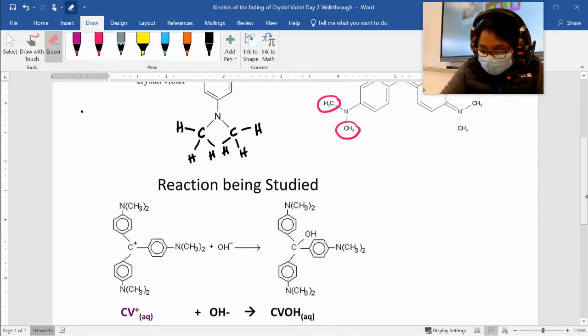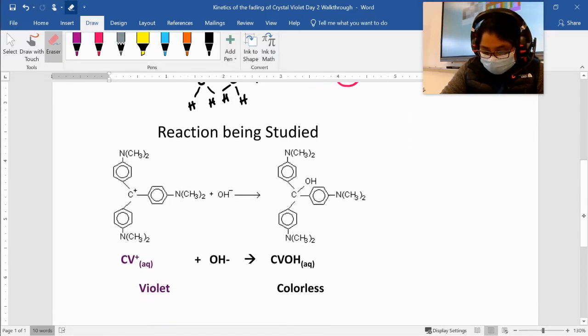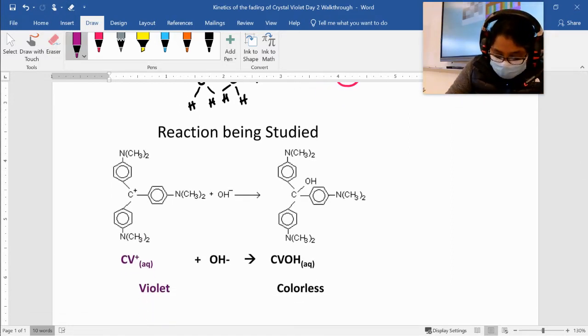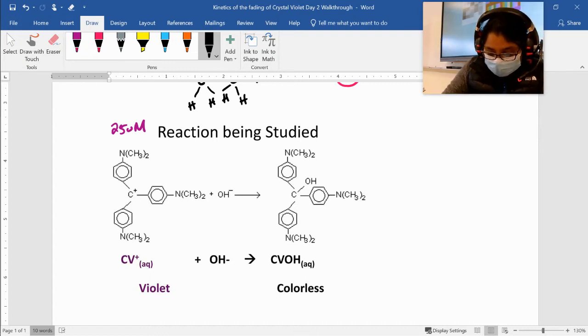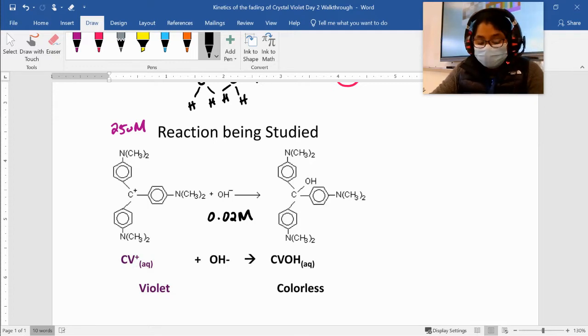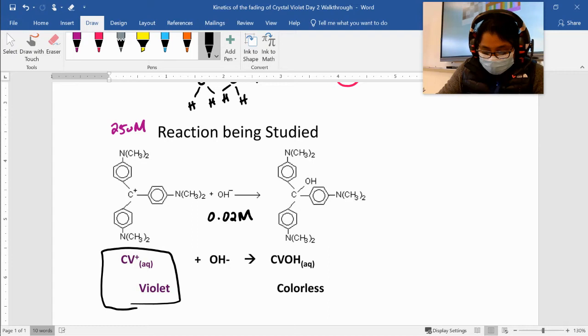Then let's look at what's actually happening in our day 2 reaction. So what we're doing is we're taking 25 micromolar crystal violet solution, and we're adding to it sodium hydroxide. The sodium is a spectator ion, so don't worry about it. So the hydroxide, we're adding 0.02 molar sodium hydroxide solution to this. And what happens is, this is the purple version of this molecule, right? You have the purple one with the CV plus, the cation, the carbocation.